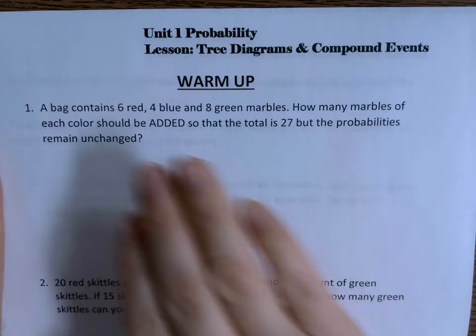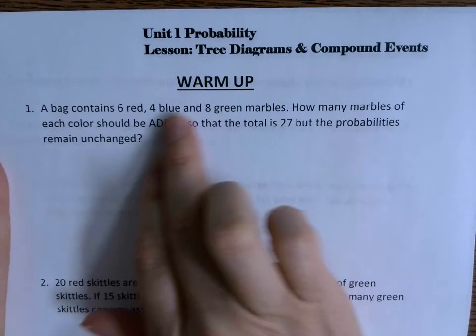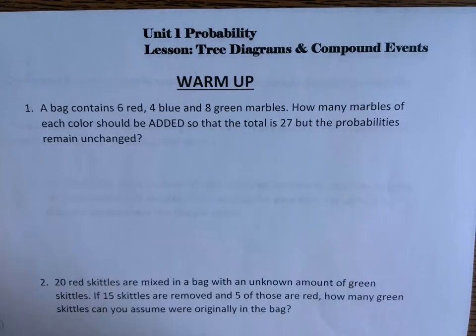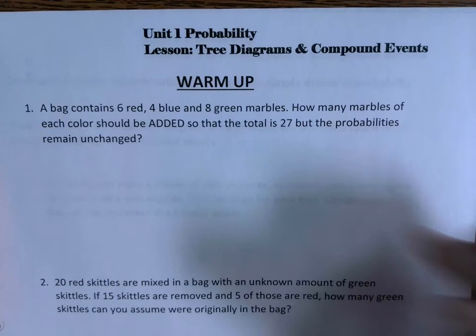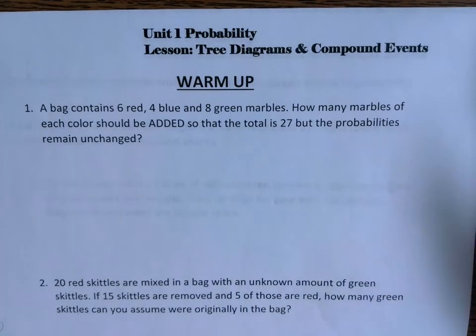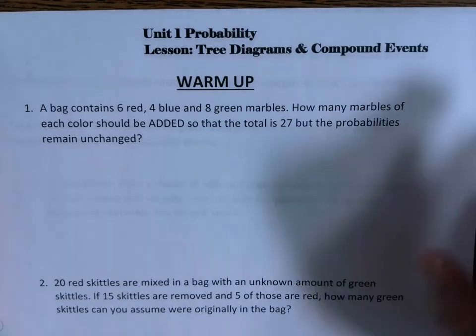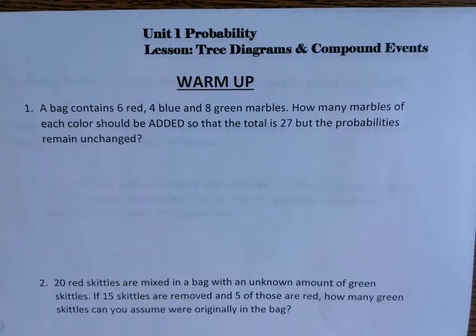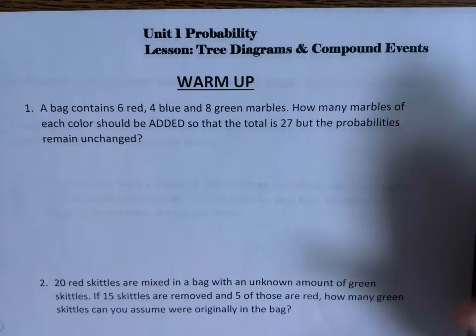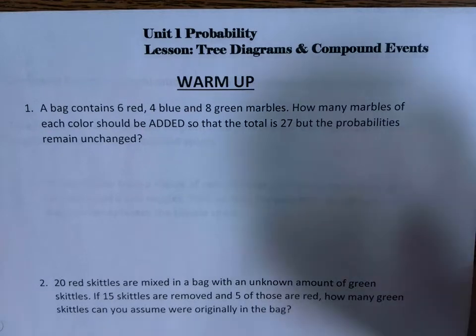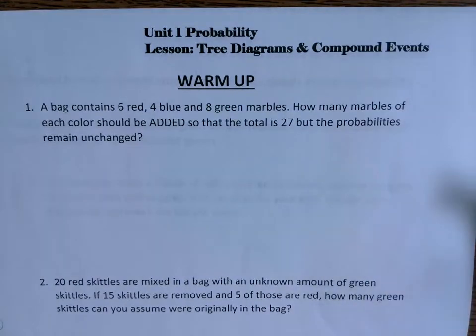We want to add a certain amount of each color to the bag so that we have now 27. So we're going from 18 to 27. That means that we should have 9 marbles that we're adding to the bag. But we need to know how many marbles of each color need to be added in order for our probabilities to still remain intact, to not change from the original bag to the new. So in order to do that, you're going to be using your prediction probabilities.